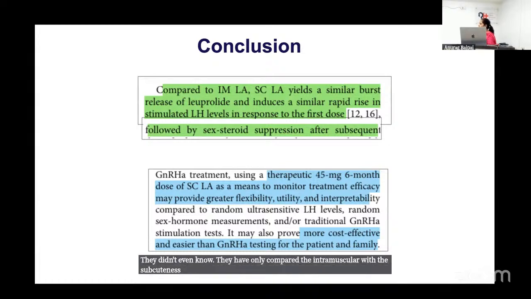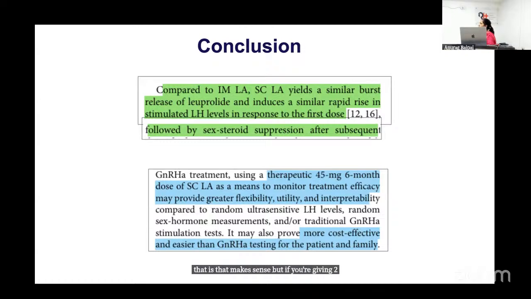What is the volume there? 0.375 ml, a very small volume, they have used. Yes, sir, that makes sense. But if you're giving 2 ml or something like that, yes, sir.